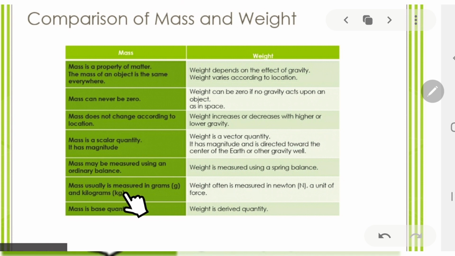Mass usually is measured in grams or kilogram, but weight often measured in Newton, which is also the unit of force. Mass is a base quantity. Alright, mass is a base quantity, but weight is derived quantity.